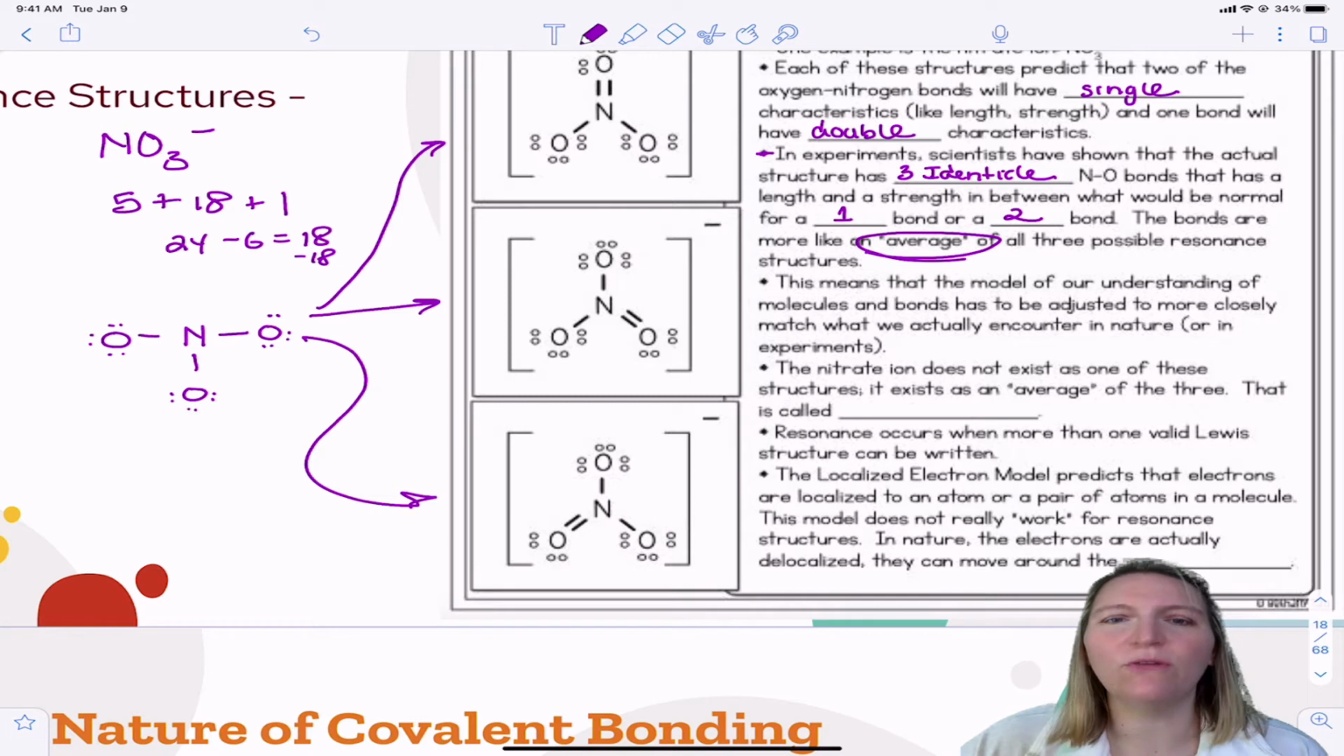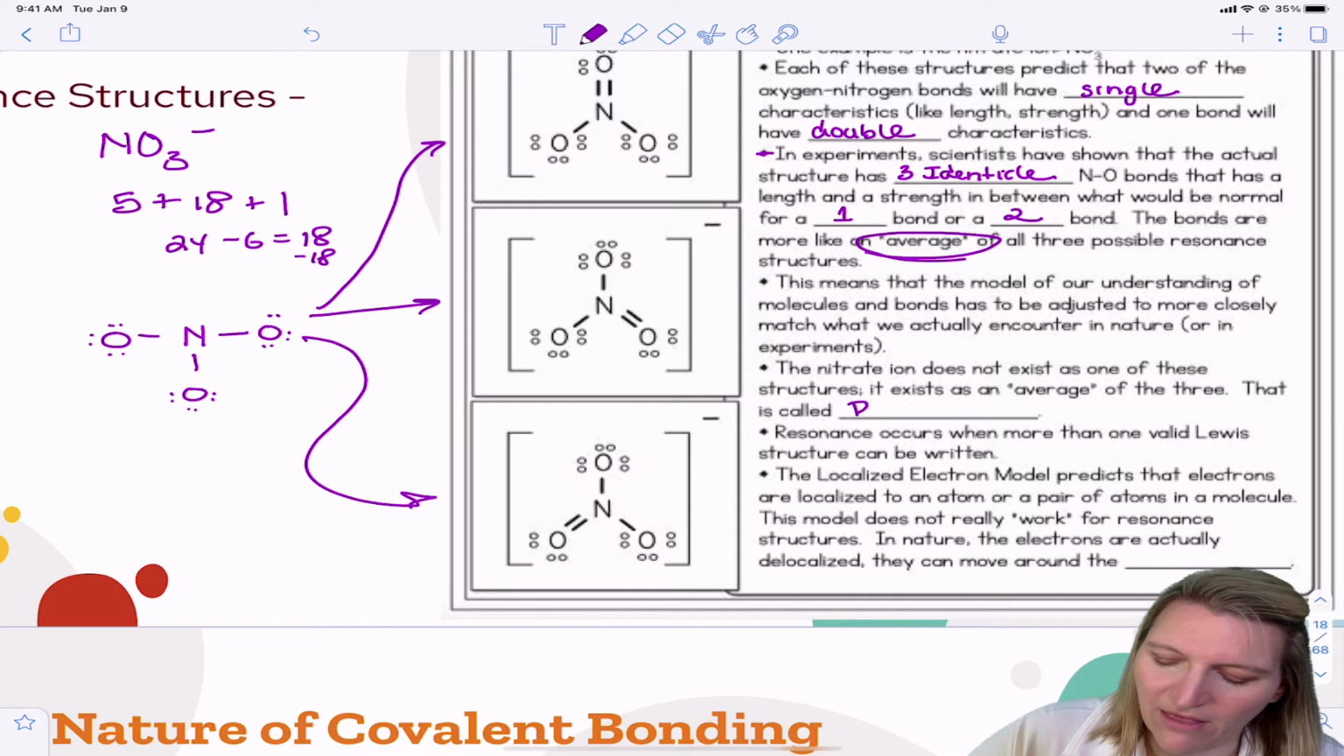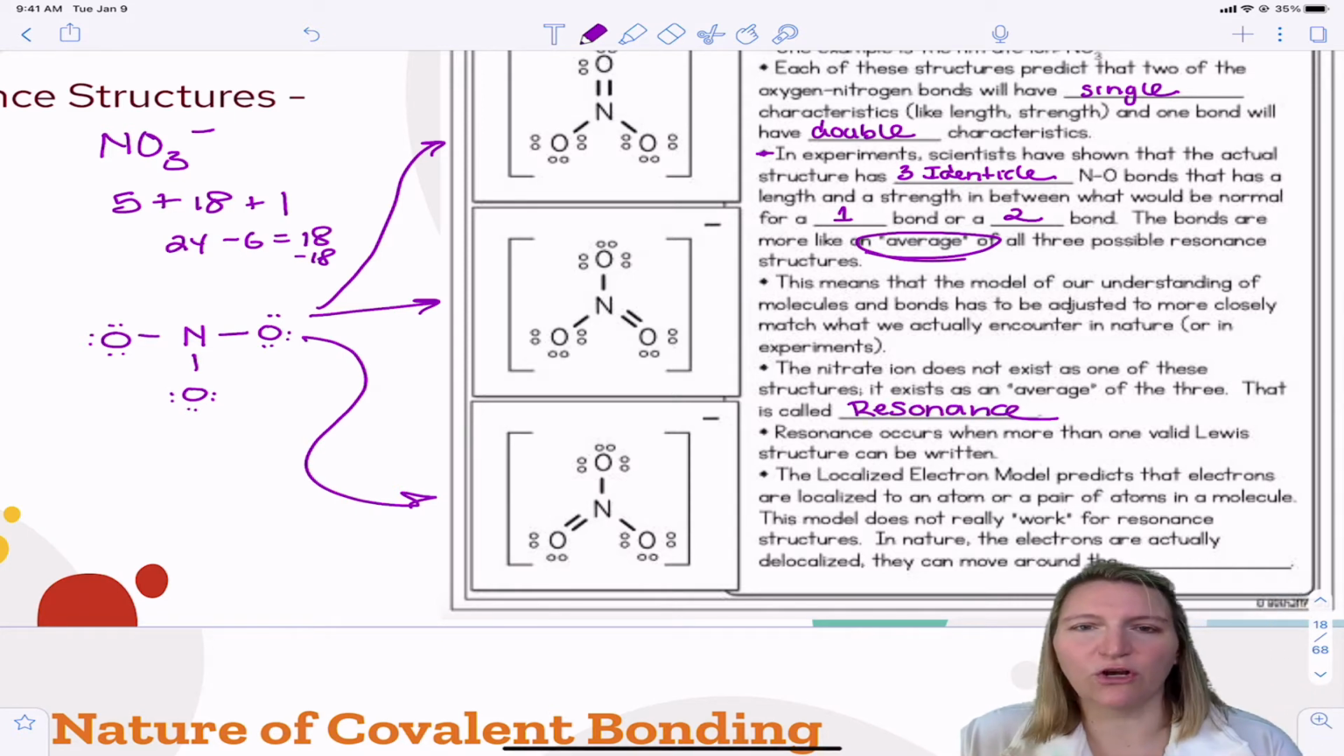That goes against our understanding of how bonds work. What we have thought is that electrons can either be shared between 2 atoms or they're lone pairs. We're now saying that is too simple a model to really explain what is going on in the real world. Nitrate does not exist as one of these 3 structures. It exists as an average of these 3 structures, and that's called resonance. Resonance occurs when there's more than one valid Lewis dot structure.